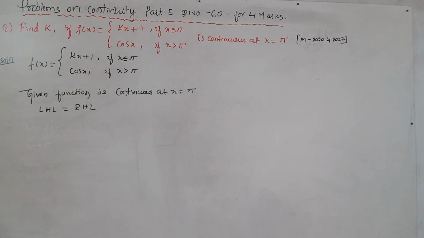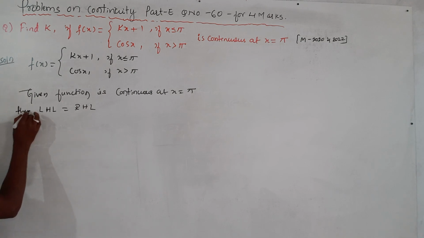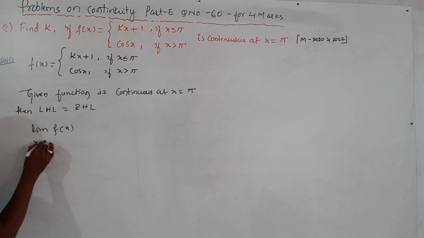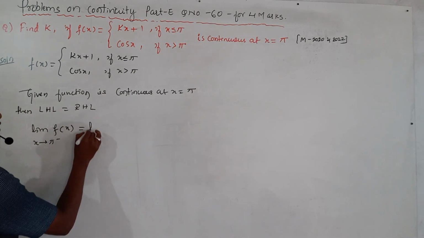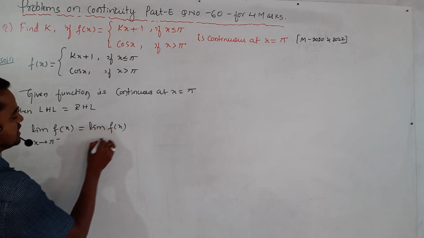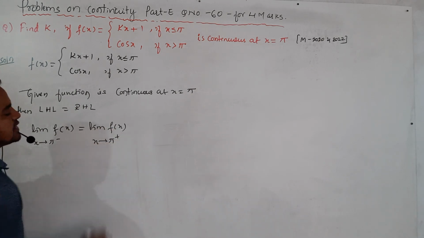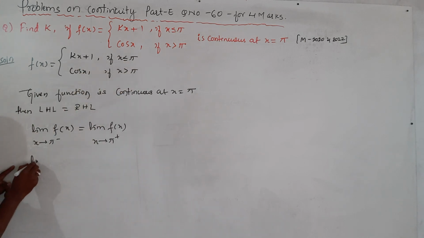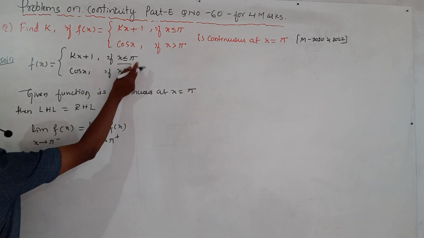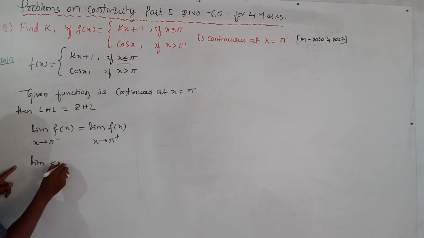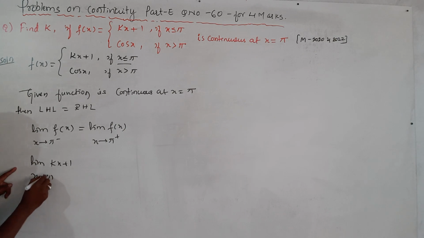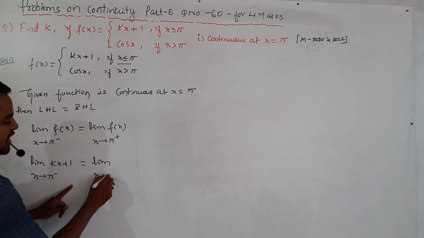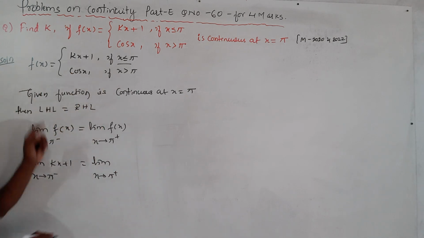Then LHL equal to RHL. Therefore, limit of f of x as x tends to pi minus is equal to limit of f of x as x tends to pi plus. Pi minus means less than pi, so it is kx plus 1. Then pi plus means greater than pi, that is cos x.